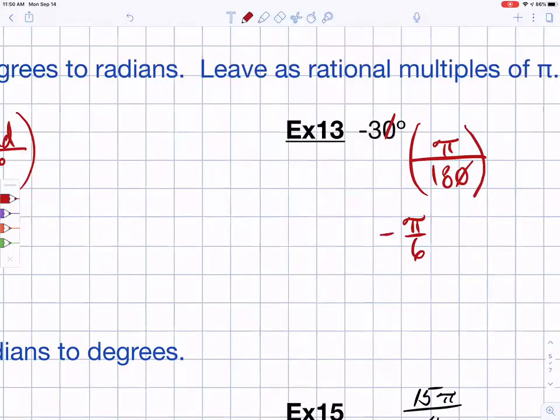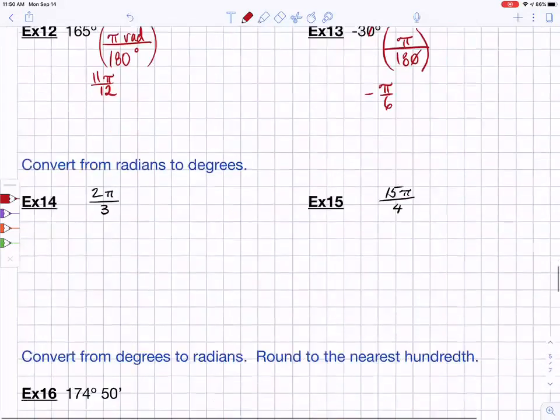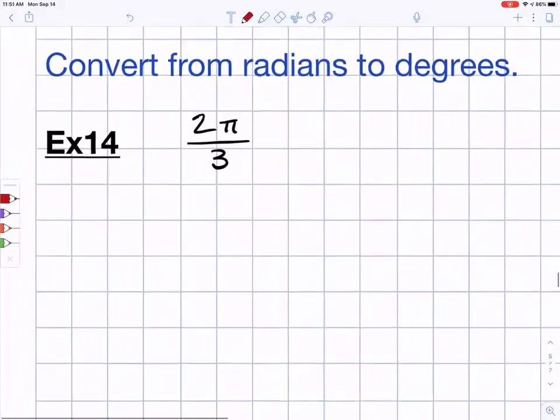By the way, this one, you could have just looked at your unit circle, right? Where is 30 degrees the same place as? 5 or 6. Yeah, so I didn't actually have to go through all that work. Okay, that one was an easy one. All right, now let's go backwards. Convert from radians to degrees.